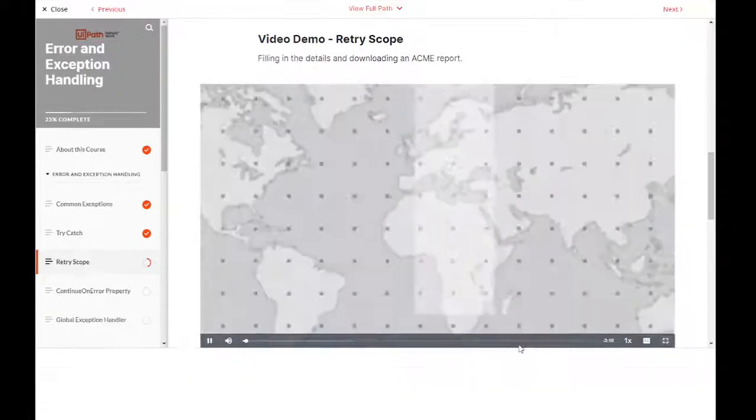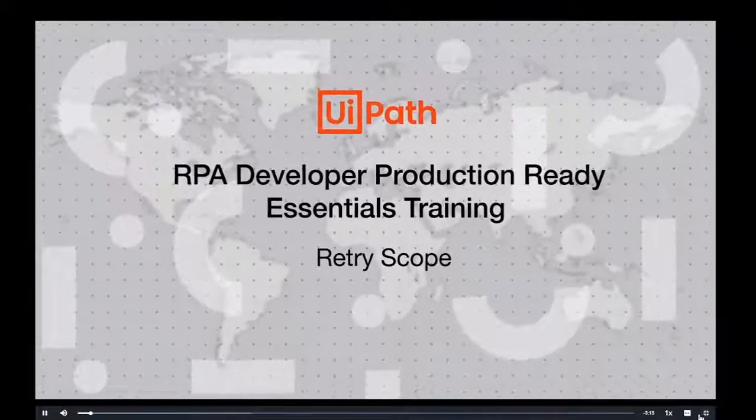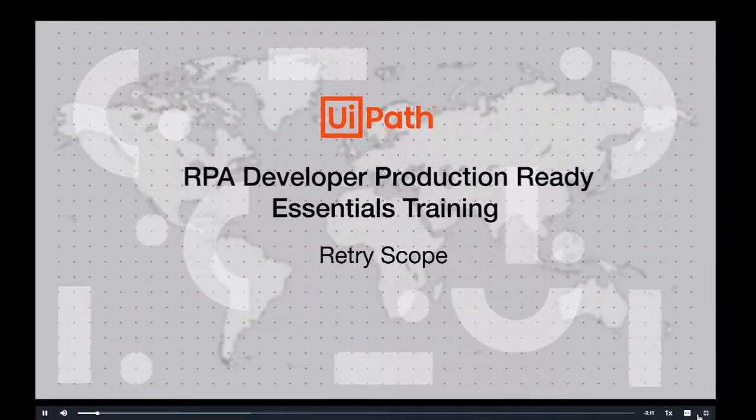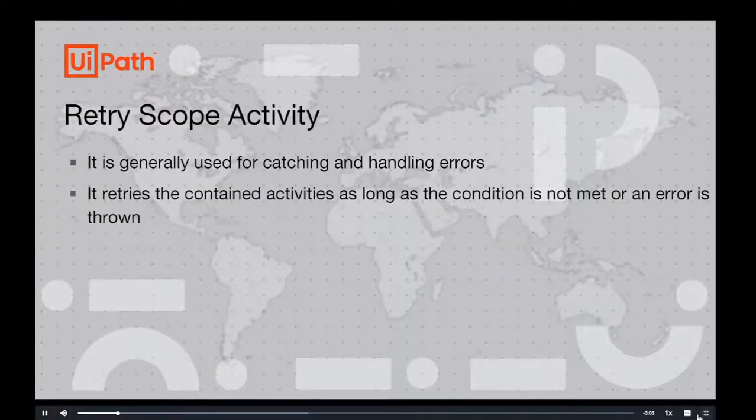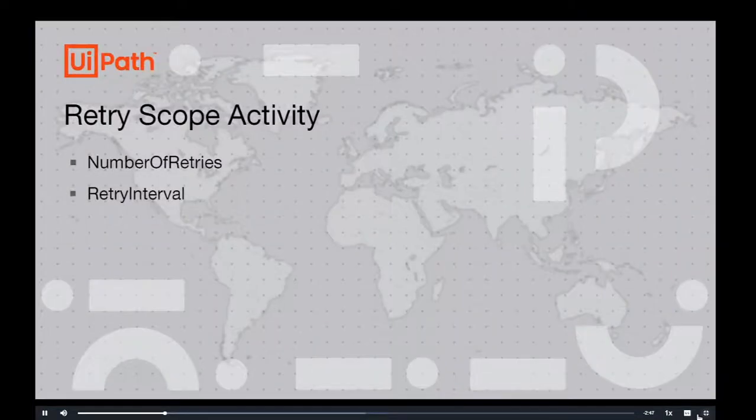Hello and welcome to the Retry Scope demo. Within this video, we'll go through a specific situation on how the Retry Scope activity is being used. The Retry Scope activity is generally used for catching and handling errors, which makes it really similar to the try-catch activity. As a particularity, the Retry Scope retries the contained activities as long as the condition is not met or an error is thrown. The Retry Scope activity has the following options: number of retries and retry interval.